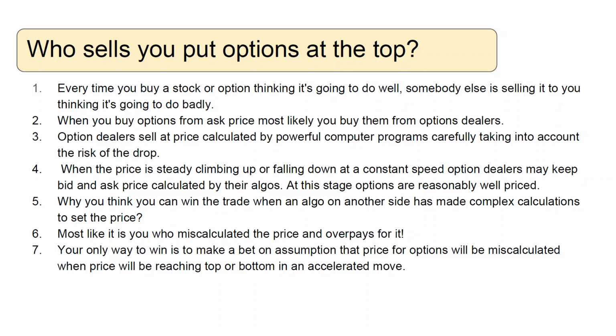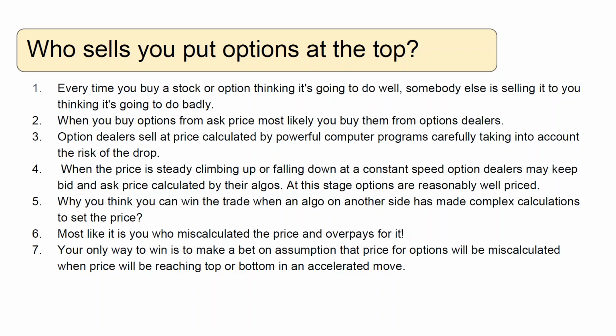When you buy options at the ask price, for example, let's imagine that I posted the chart and you thought, okay, what if it doesn't make one more high? I will rather buy it here because your chart said that it will retrace lower than the current price. So let's imagine that you buy at that ask price. You essentially buy the option from an option dealer. An option dealer sells options at prices calculated by powerful computer algos, which take into account the risk of the potential drop. Because what option dealers essentially do, they sell risk.